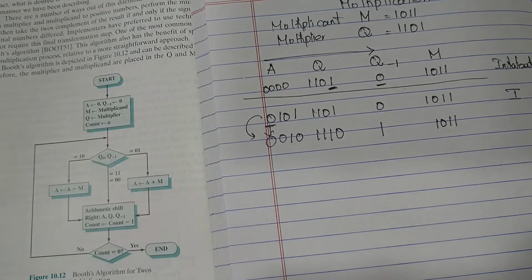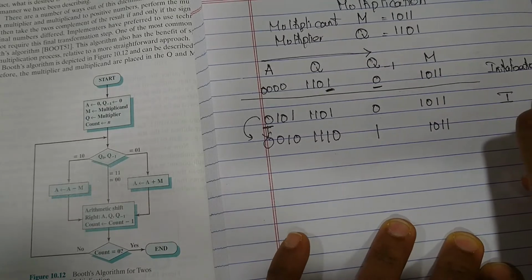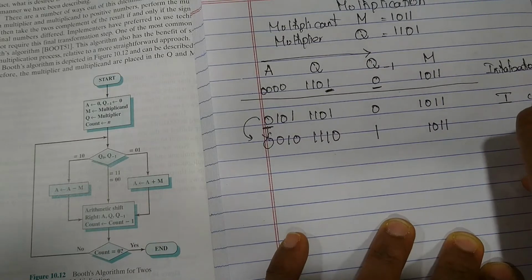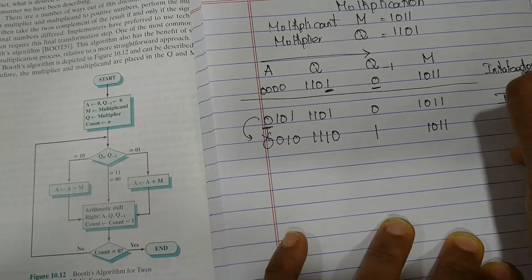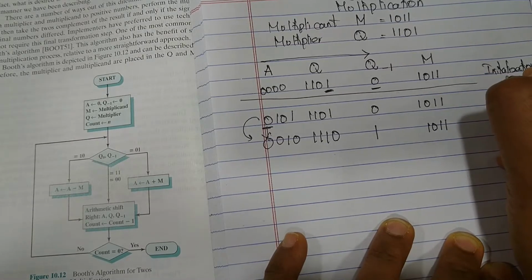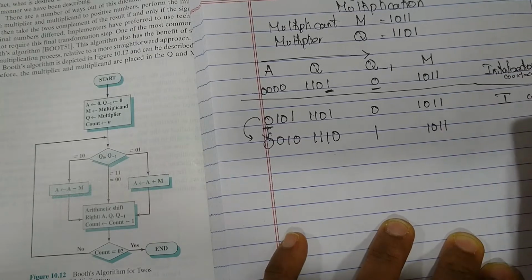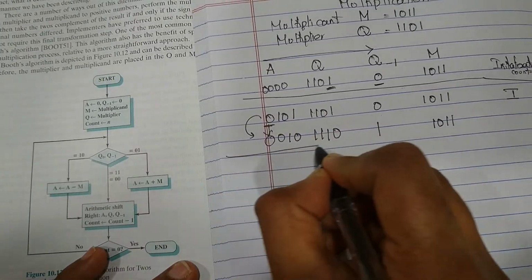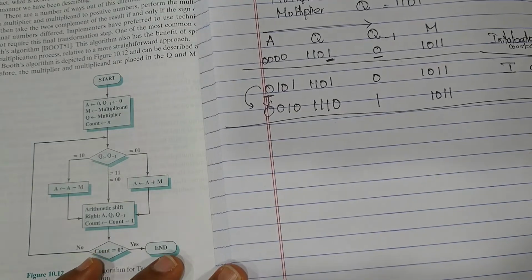Okay then. Now the count is decremented. Every time you decrement the count, the count was 4 and now count is equal to 3. In initialization, count was equal to 4, for the 4 bits in the multiplier. So count is equal to 3. Fine. You continue the next iteration.